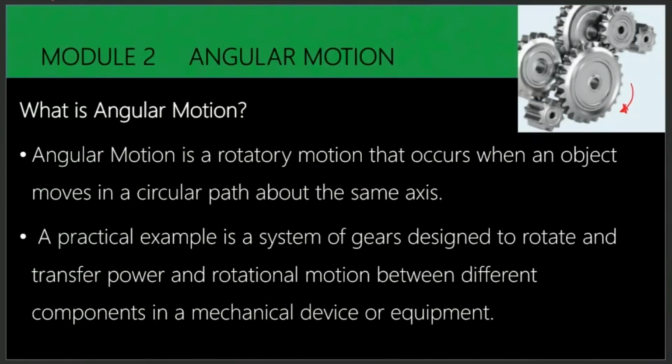A practical example is a system of gears, as you can see, that are designed to rotate and transfer power and rotational motion between different components in a mechanical device. So that's just a brief introduction, because mostly we have other transmission units like the belt drive system and the pulley that are used in transmitting power and rotational movement.